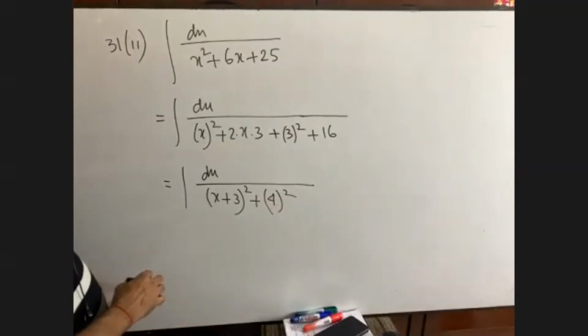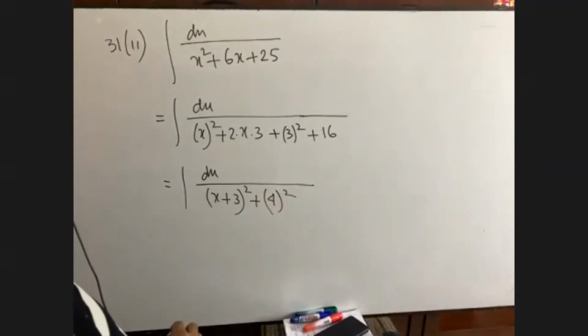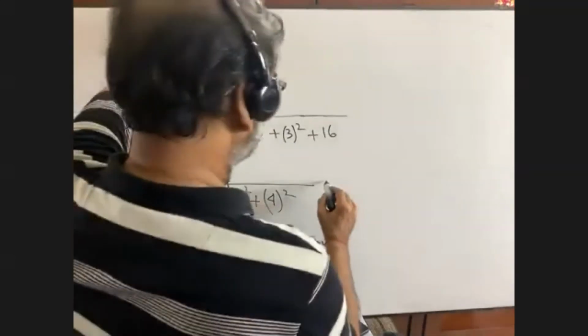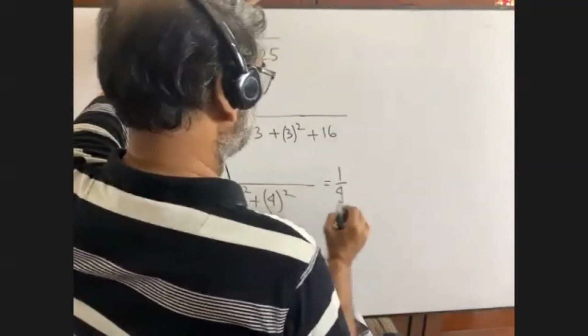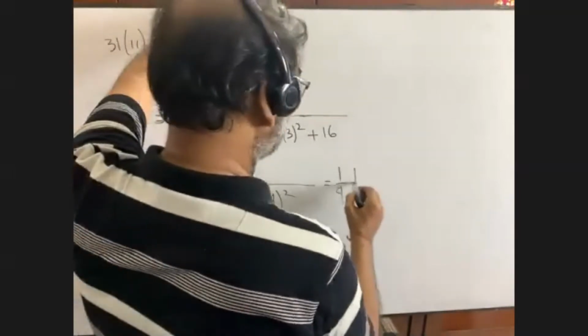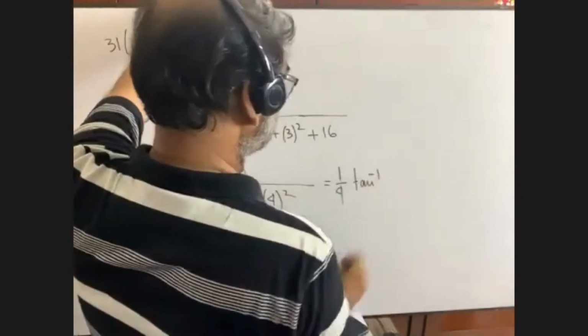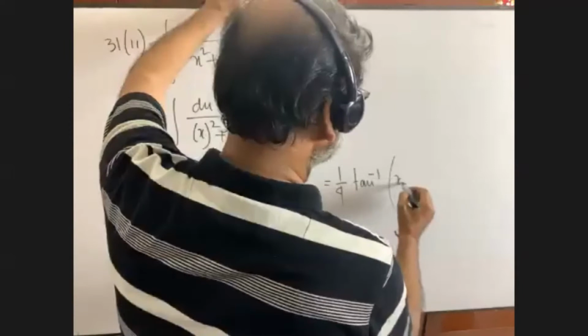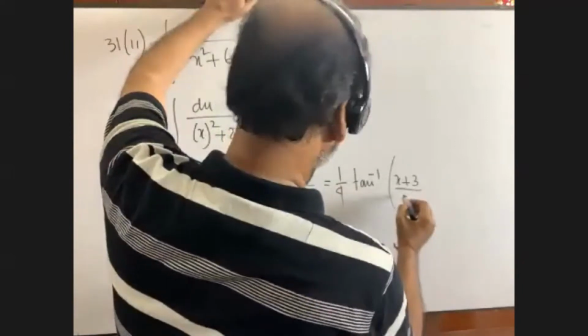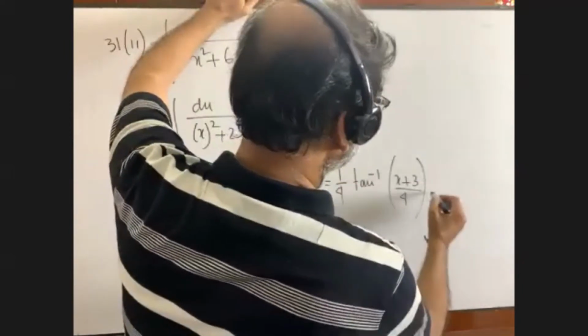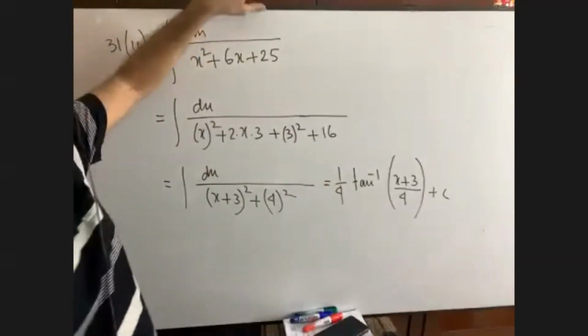Okay. Now again, what is the formula? Let me know. 1 by a, 1 by a, tan inverse x by a. This is x and this is a plus c. And we are done here.